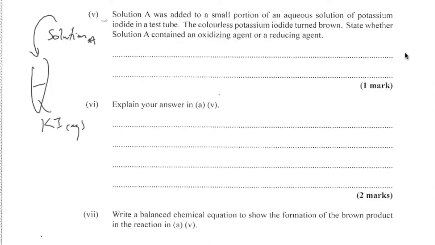Any change that occurred in the potassium iodide solution would have been brought about because solution A was added. All right, so to begin with, potassium iodide is a reducing agent. So in the presence of an oxidizing agent, we're going to get a characteristic color change in our potassium iodide from colorless to brown, as was stated in the question. So it means, therefore, that solution A would contain an oxidizing agent.